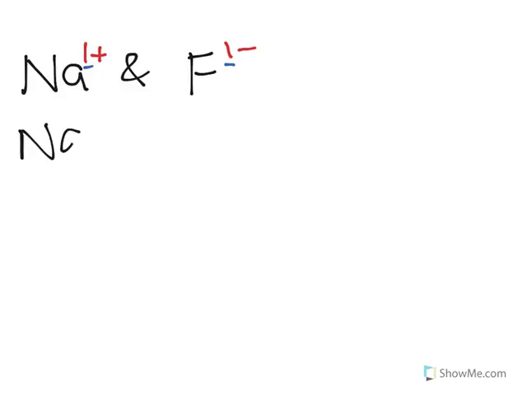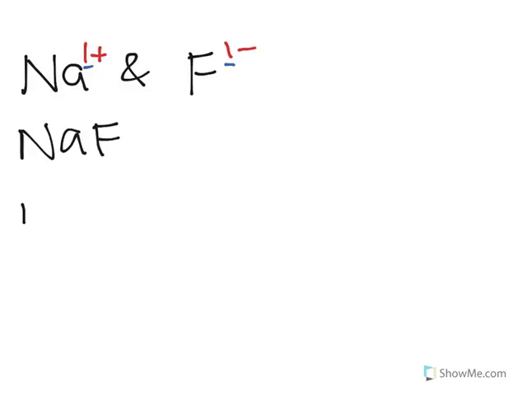Let's do the formula for sodium bonding with fluorine. Alright, well the first thing we have to do is write the formula. Well, sodium, if you look at the periodic table, forms a +1 or 1 positive charge, and fluorine is 1 negative or -1. Because they are the same number, we just need one of each. So our formula is NaF.